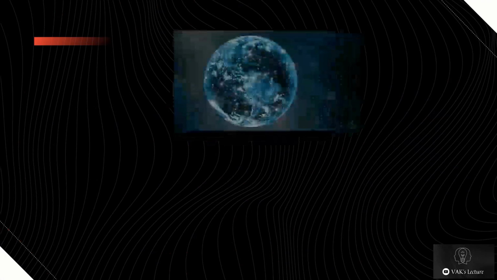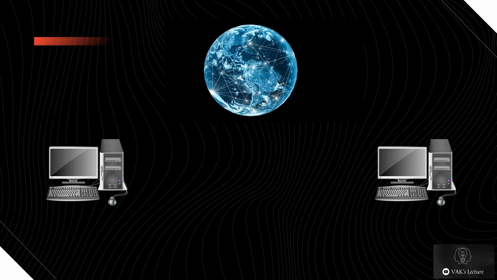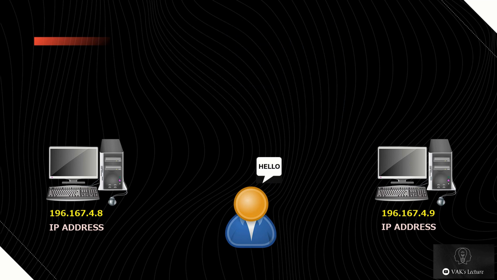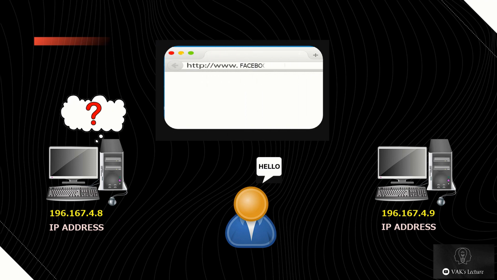In the internet, computers always identify each other with unique numbers called IP addresses. They do not understand human languages. If computers do not understand human languages, how do they load a website when we type its address in the web browser's URL bar? That's the place where DNS comes in.